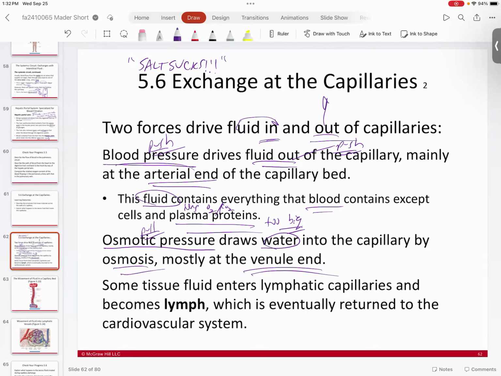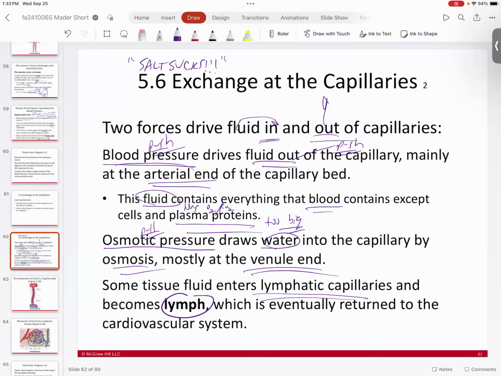Not all the water moves into the venule. Some of that will linger behind. But that excess fluid will move into the lymphatic capillaries and become part of the connective tissue lymph that we learned about also in our tissues chapter. Okay. And so this will eventually be sent back to the cardiovascular system to be reincorporated into your blood.